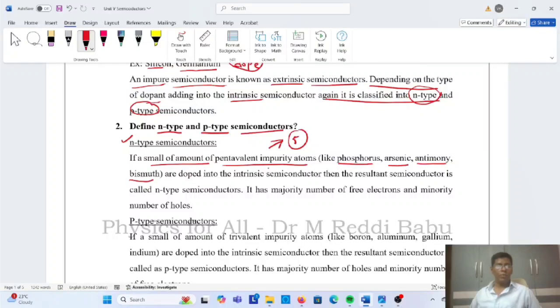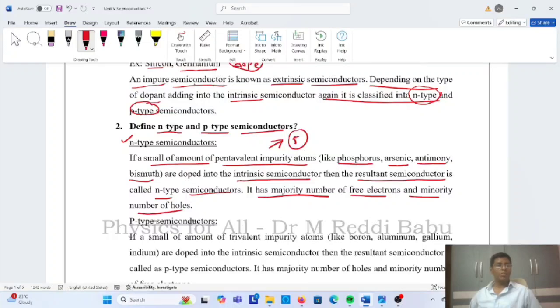Now, if you dope a small amount of pentavalent impurity atoms into a pure or intrinsic semiconductor, then the resultant semiconductor is known as N-type semiconductor. After getting the N-type semiconductor, the resultant material contains a majority of free electrons and a minority of holes. This is about N-type semiconductor.